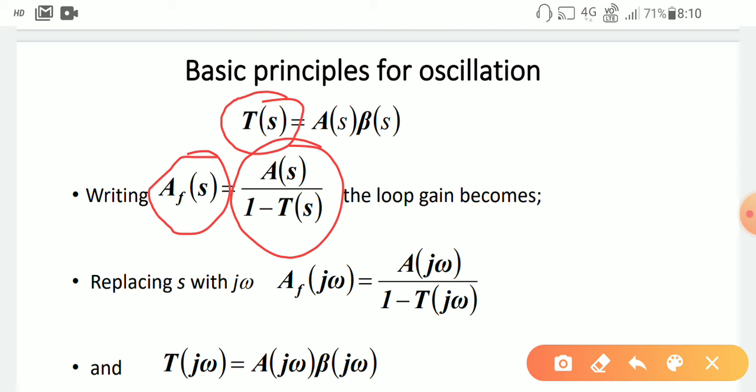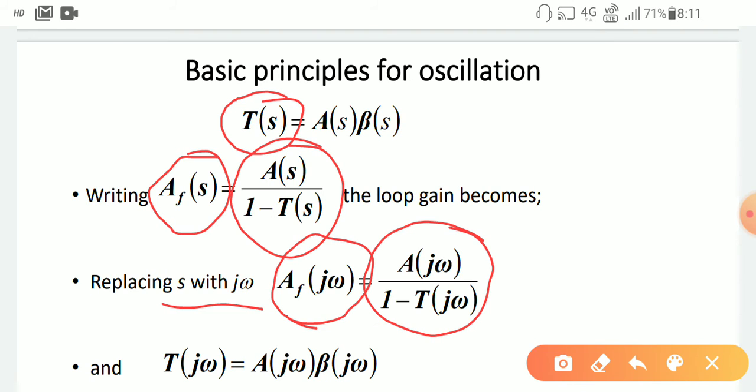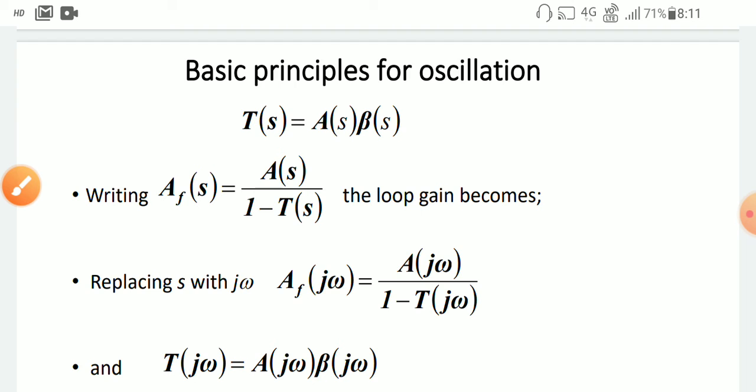If you rewrite by replacing S with j omega, the feedback gain in the form of j omega can be written down as A(j omega) divided by 1 minus T(j omega). So at that time, the open loop gain T(S) will be A(j omega) times beta(j omega).